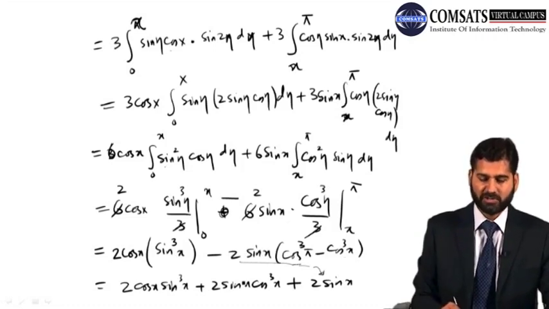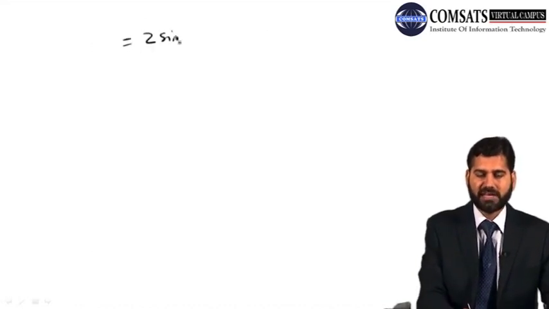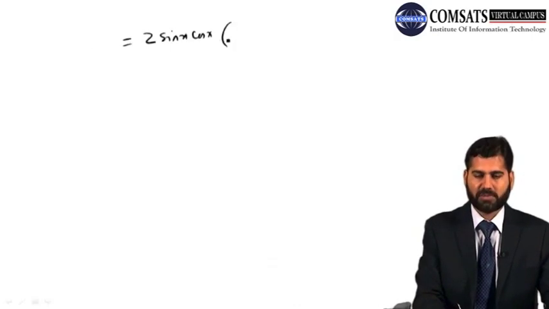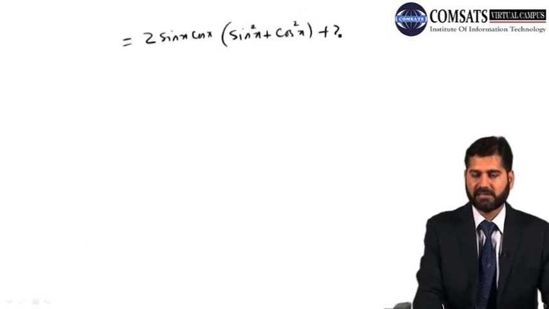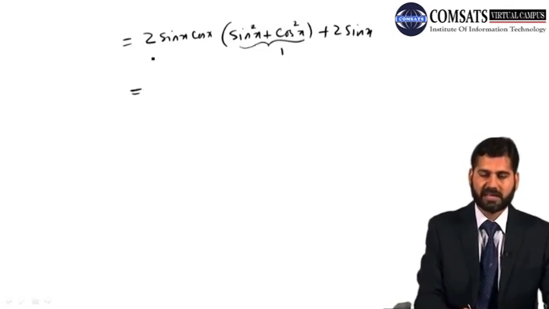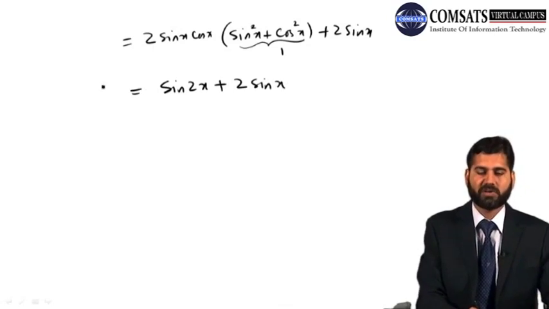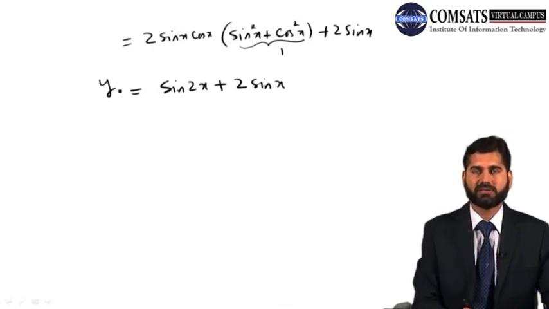Here 2 sine x cos x is common, so inside will become sine square x plus cos square x. Then plus 2 sine x at the end. So this is 1, and this is sine 2x, right? So you got sine 2x plus 2 sine x. So this is your particular solution of the equation.